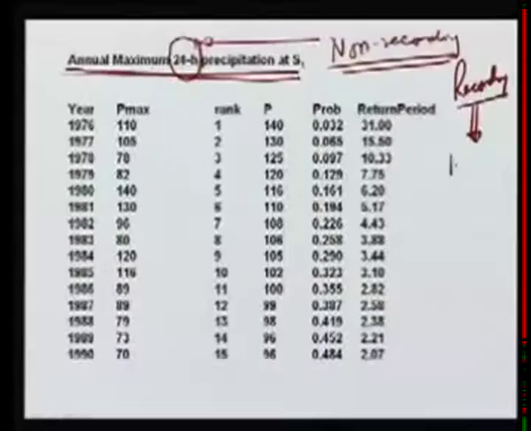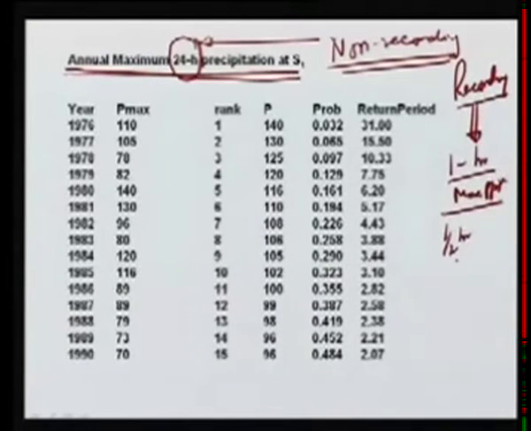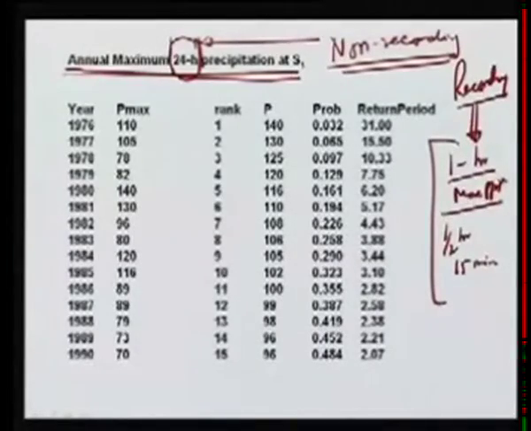So for example, we may have 1 hour max precipitation, or we may have half an hour or 15 minutes, because for a recording gauge we can analyze the data for a very short period as it maintains a continuous record. But for non-recording, the 24-hour period is the one which we will be using, because the measurement is done once every day.